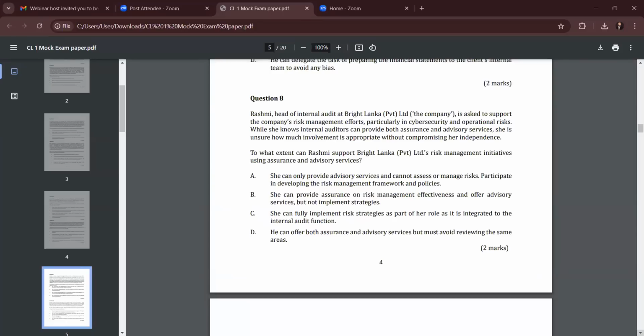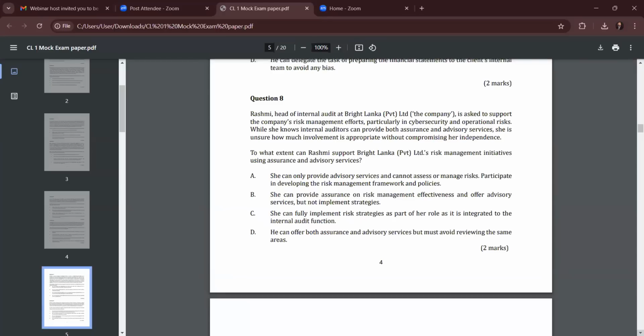She is asked to support the company's risk management efforts, particularly in cybersecurity and operational risk. While she knows internal auditors can provide both assurance and advisory services, she is unsure how much involvement is appropriate without compromising her independence. Yes, internal auditor students should engage carefully. Because why? If you engage too much with executive teams, your independence will be compromised.